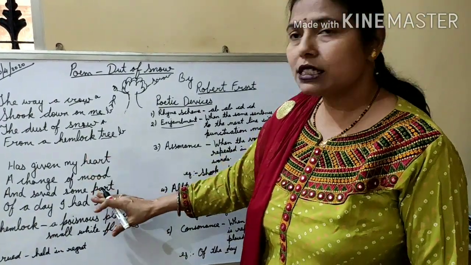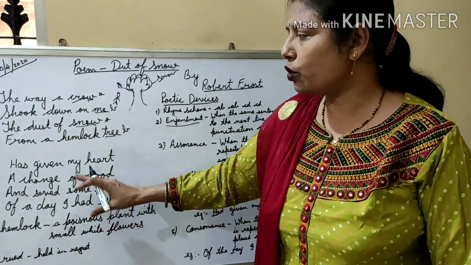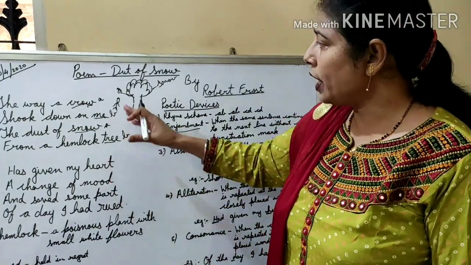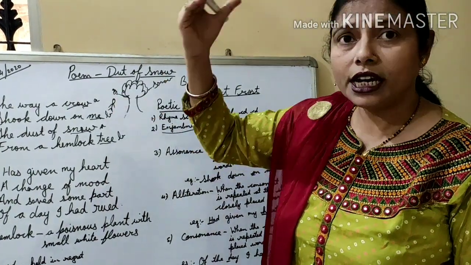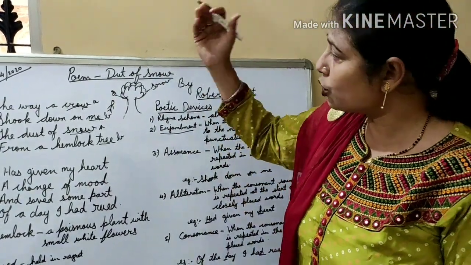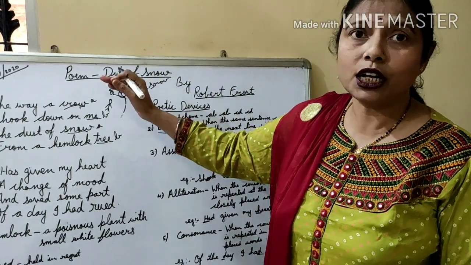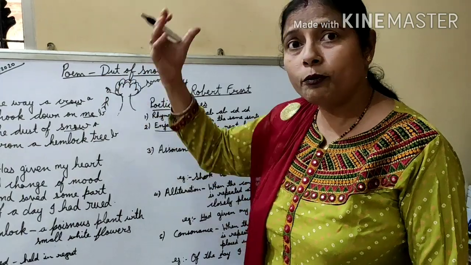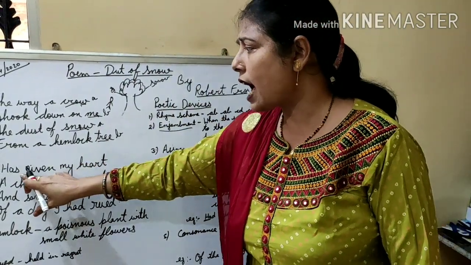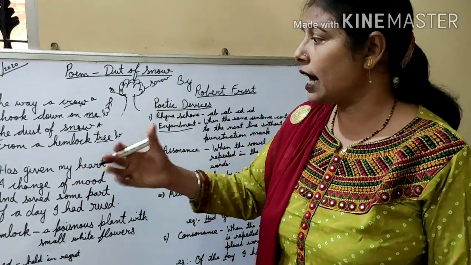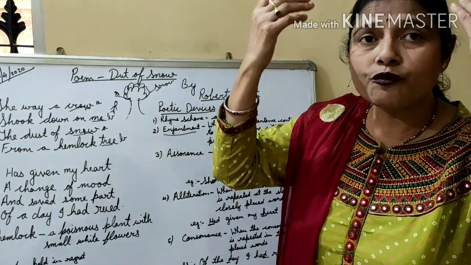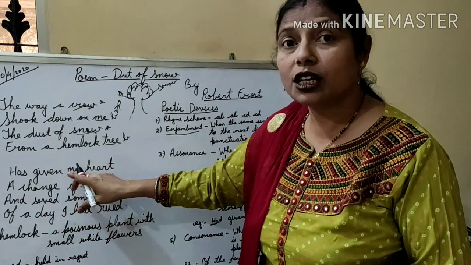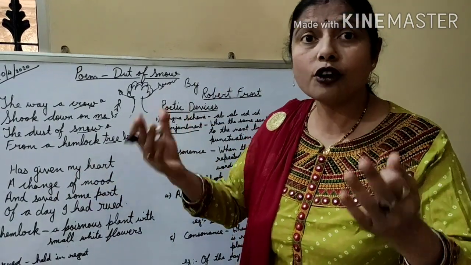So now in the second stanza, through this stanza, poet wants to explain that has given my heart means what? When he was standing under that tree, hemlock tree, and when the crow came and sat on the branch of the tree, and when it shook, the dust of snow fell on poet's head, and he tells has given my heart. That means he tells, after the falling of that dust of snow on his head, it has given his heart a change of mood.